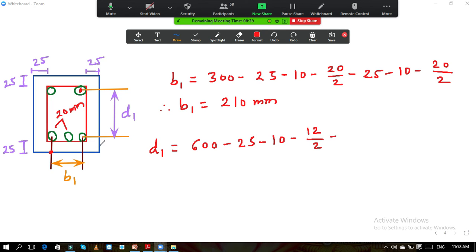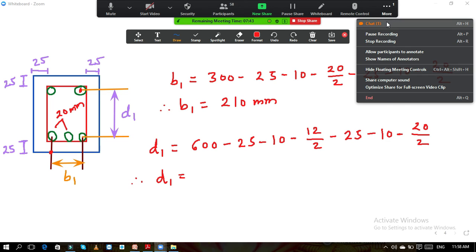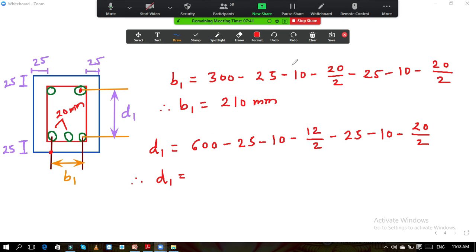Now from the bottom also I need to do the same thing. First minus the clear cover, that is 25 mm. Then this horizontal bar of the stirrups, that is 10 mm, and then half of this bar diameter. So it will be again minus 25, minus 10, and minus 20 by 2. Therefore D1 is equal to, the answer is 514 mm.